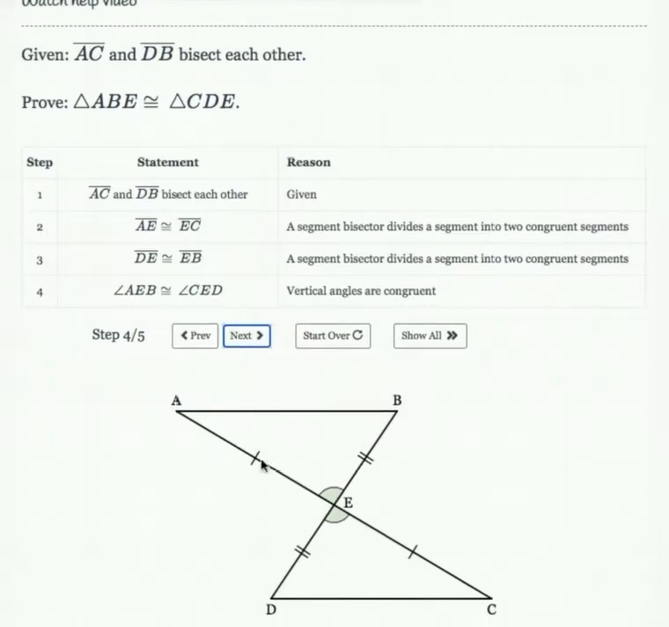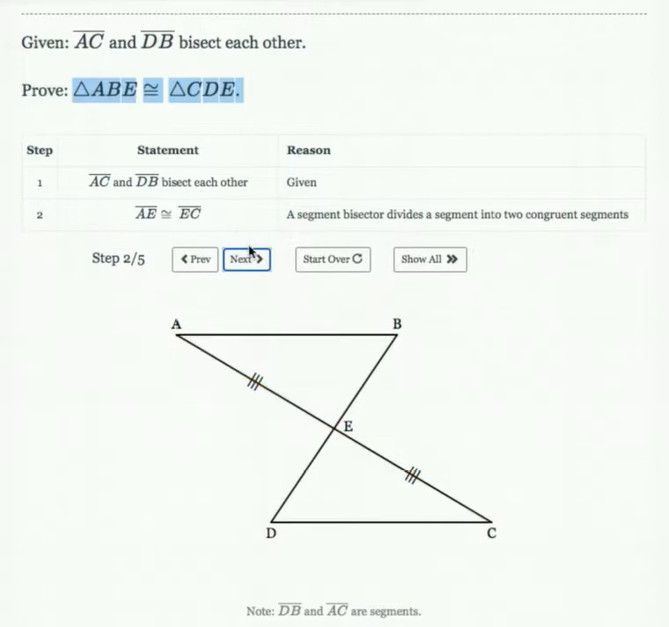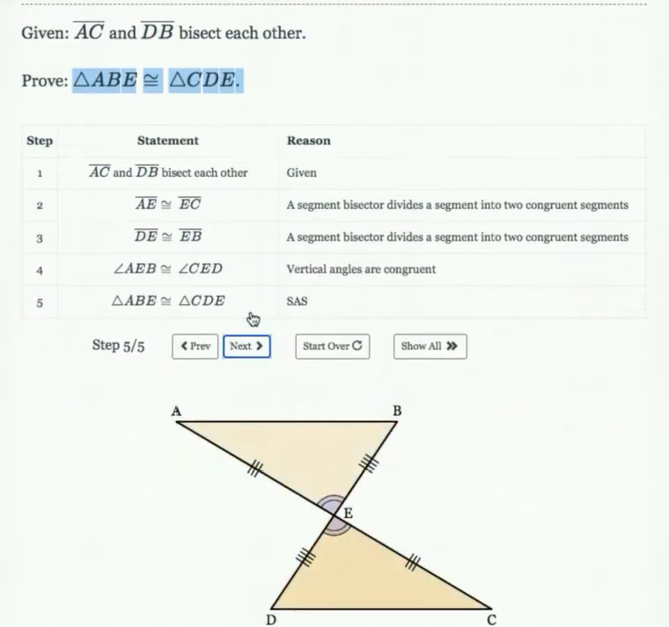So notice this gives us a side, an angle, and a side, which would be our last line of our proof. So feel free to screenshot this or write it into your own system. Again, bisect, vertical, side angle, side.